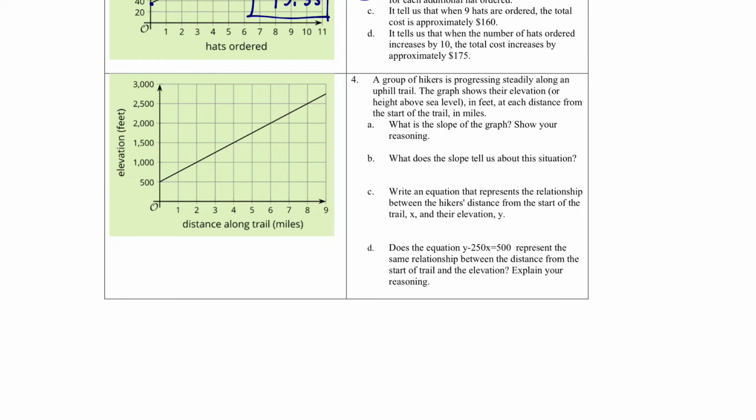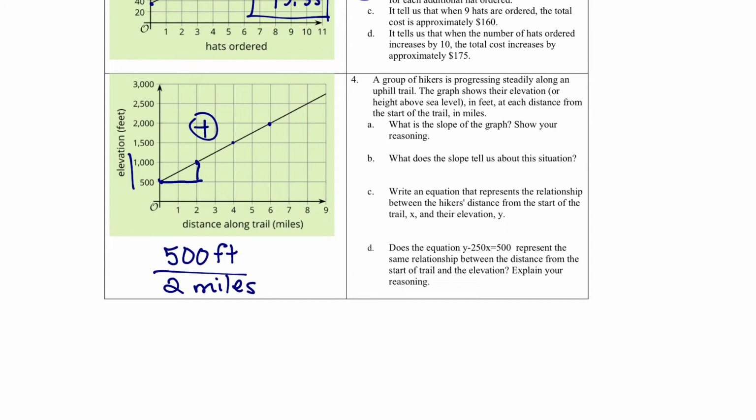Show your reasoning. So again, we are going to look at our rise over run. I like to pick a nice even point. So here and here, we notice there's some nice intervals at all of these points, right? So we're looking at this right here. Our slope is positive because it's increasing. So our rise is, it's going up 500 feet. And even though it looks like 1, we have to pay attention to these units on the side. So it's going up 500 feet, that's our rise, over our run is 2 miles.